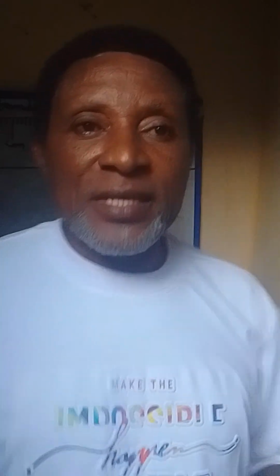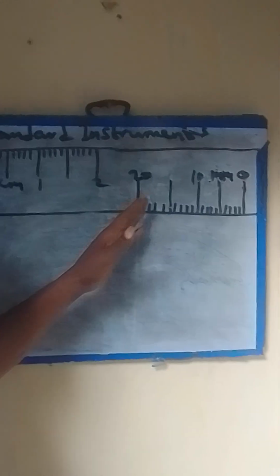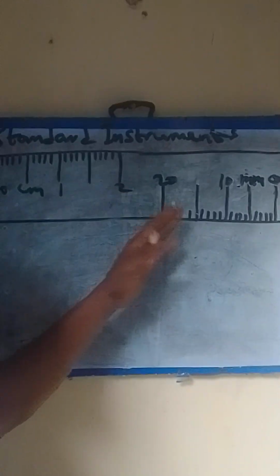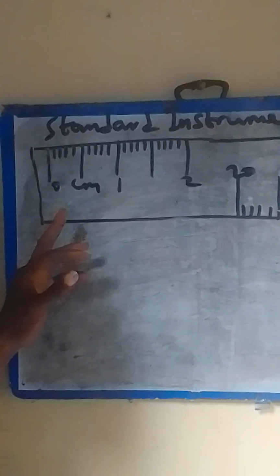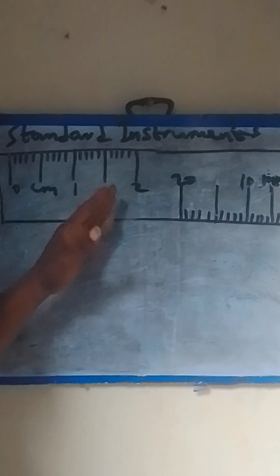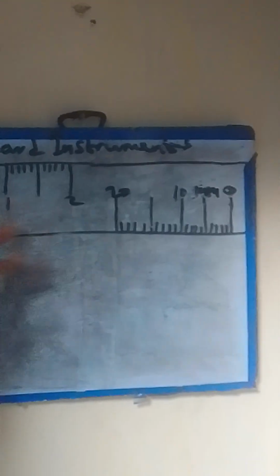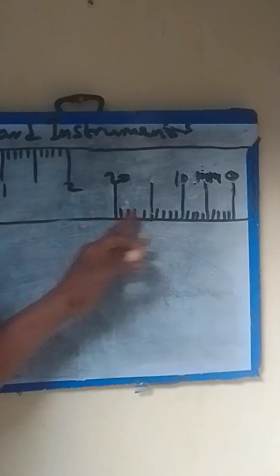There are other instruments, but we are going to be looking at the meter rule and the measuring tape. We also have the vernier calipers and the micrometer screw gauge. But for today, we are going to look at the meter rule and the measuring tape. You can see on the board, this is a typical meter rule. Meter rule and measuring tape have the same calibrations. As you can see here on the board, you can see the calibrations here. Here is in centimeters, here is in millimeters.